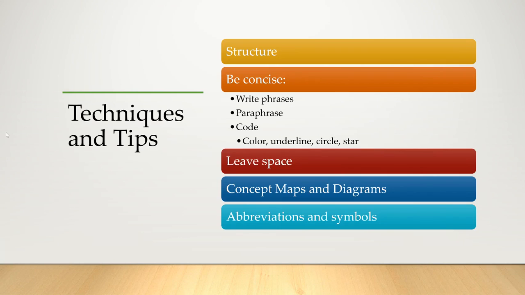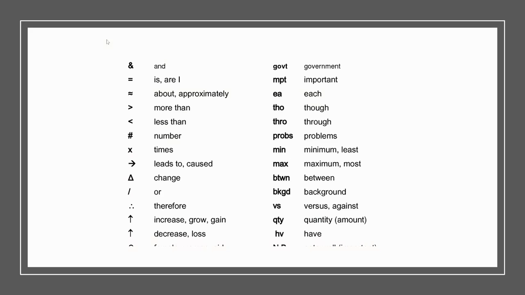Code. Color code, underline, circle, and star to distinguish different types of information. Leave space for your own thoughts, questions, and missed information. For visual learners, use concept maps and diagrams. Use abbreviations and symbols. You can see examples of symbols on the left side of the slide and abbreviations on the right-hand side. You can use these or create your own consistent system.